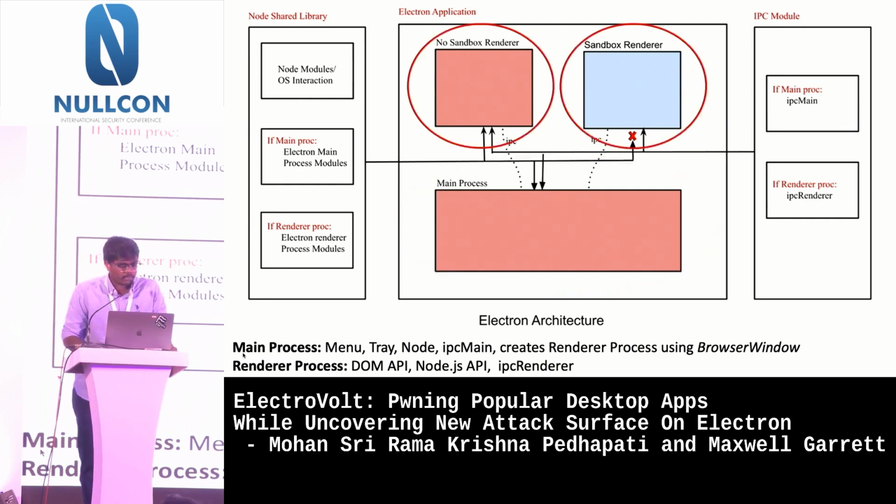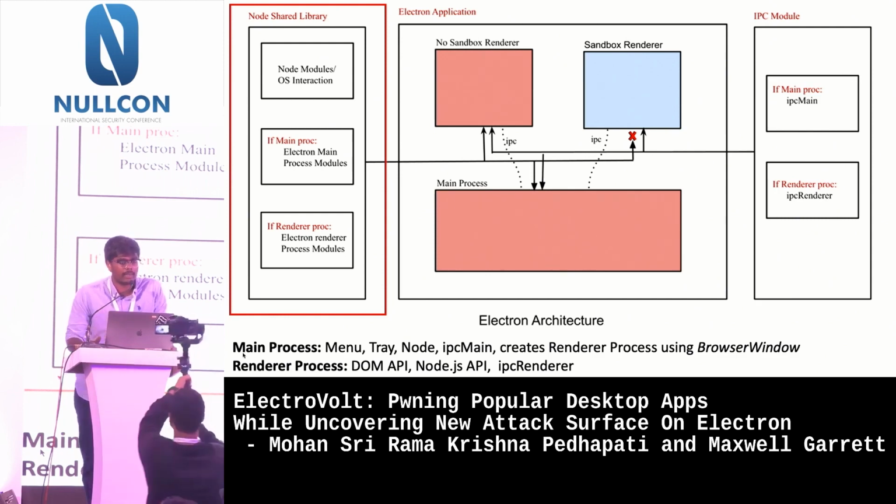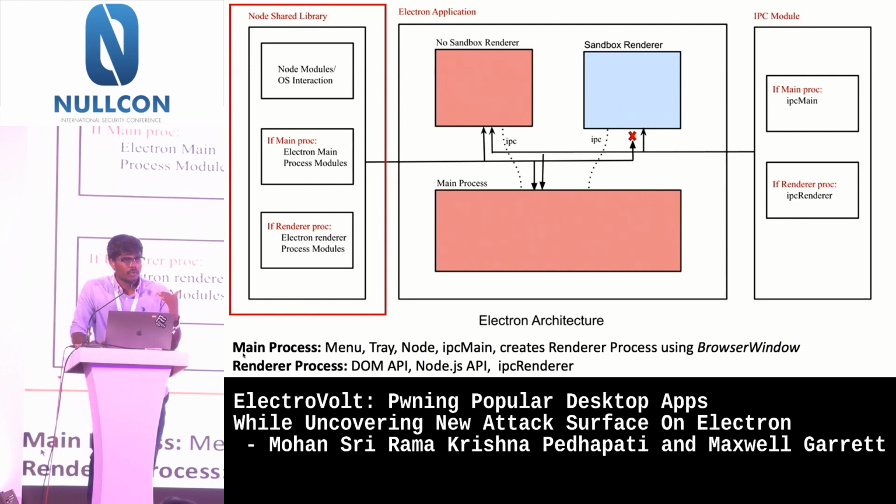So the Node shared library, which is on the right block, is accessible to both the renderer process and the main process. But it is not safe to directly expose the Node shared library to the renderer process, because if you allow Node access to the renderer process, with just an XSS or an open redirect, you can get remote code execution. So it is not safe, right? So there are certain web preferences in the Electron renderer process to restrict the access to the Node shared library. We'll be talking more about this in the coming slides.